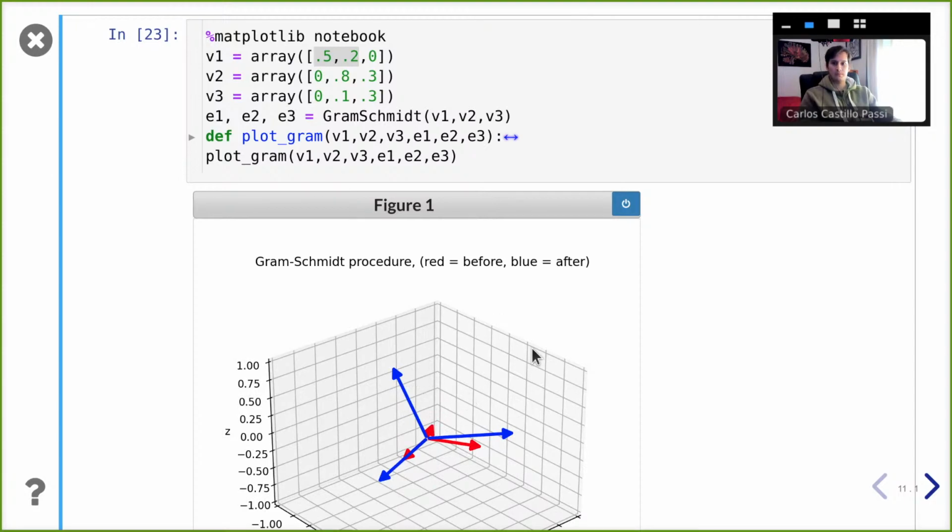Any doubts with this? Did you get what the Gram-Schmidt procedure is doing? Please, if you're not understanding, ask questions. Okay. So that's how you get a collection of orthonormal vectors from a regular basis.